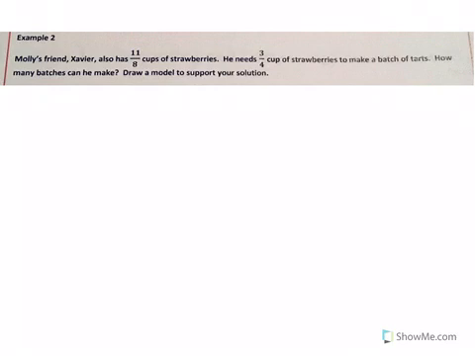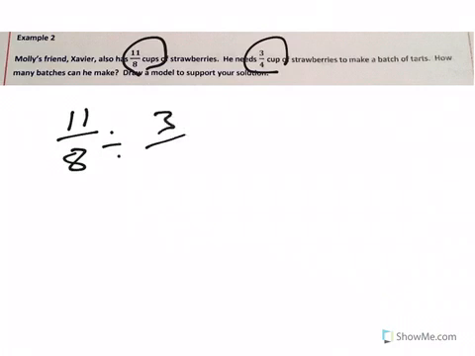Okay, let's look at this example. Molly's friend Xavier has 11/8 cups of strawberries. He needs 3/4 of a cup of strawberries to make a batch of tarts. How many batches can he make? Well, one of the key tenets of this lesson is recognizing that when we have 11/8, which we're going to then divide into 3/4, they don't have the same denominator, but they do have a common denominator. So I can change both of these denominators into eighths.